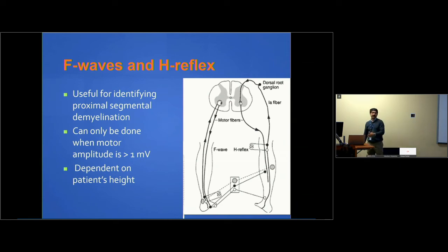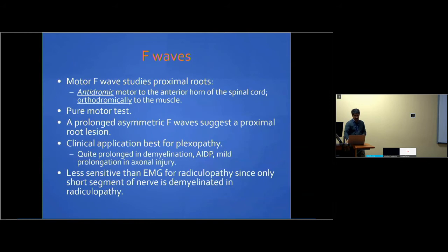H reflex is where you have, so F waves, we typically see abnormalities if we're dealing with, say, demyelinating neuropathy like CIDP, GBS or AIDP.